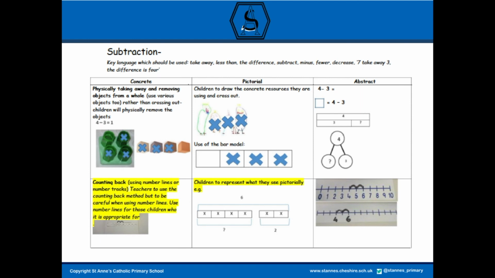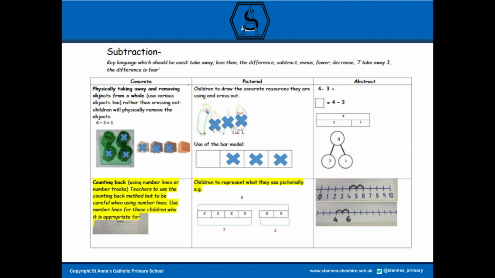Now the children will be taught how to draw this. They can draw objects, or draw, as you can see here, a bar model, and then they cross out 3, which leaves them with 1. Moving on to the abstract, 4 subtract 3 equals. We can also swap this around so that we can see that the equal sign is equivalent and that the answer doesn't always have to come at the end. We can move it to the beginning.